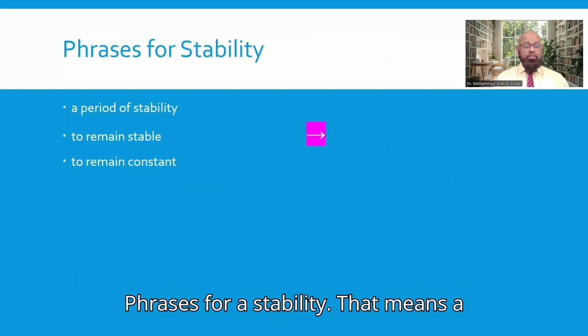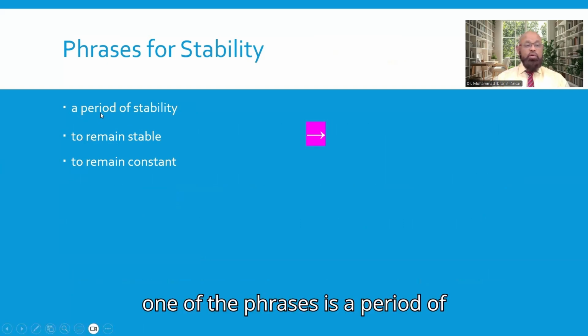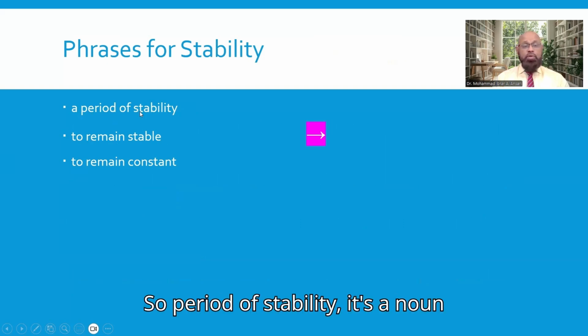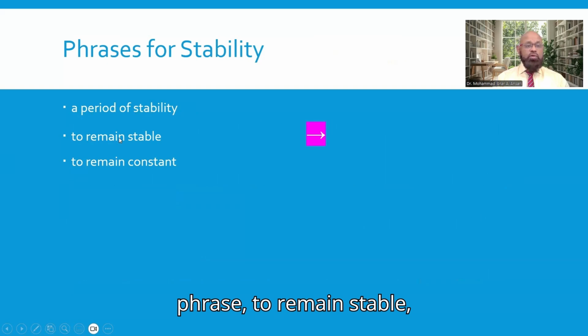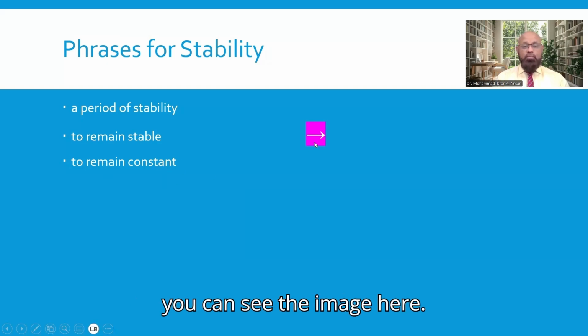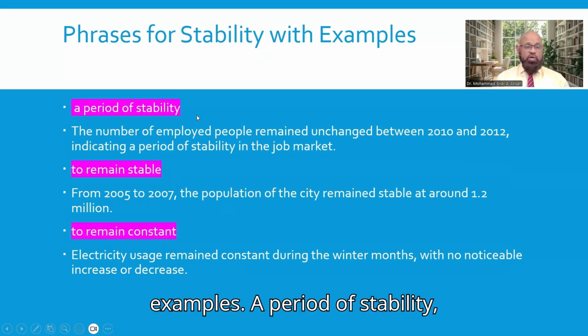Phrases for stability. That means a period of stability. One of the phrases is a period of stability. To remain stable. So a period of stability is a noun phrase. To remain stable: verb plus adjective. To remain constant, again verb plus adjective. As you can see in the image here. Let's take a look at some examples.